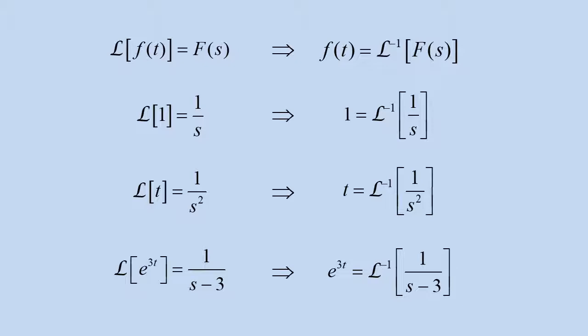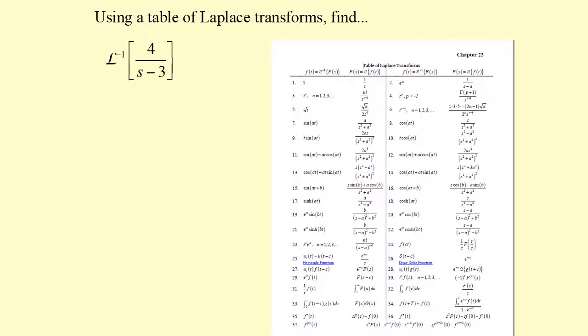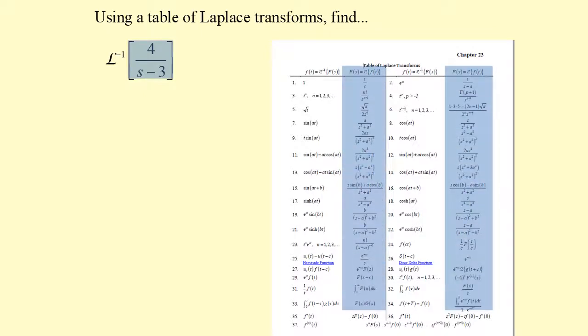Now let's see how this works. If we're trying to find the inverse Laplace of 4 over s minus 3, what we want to do is to find something in the table that resembles 4 over s minus 3 in the transform columns. So if we look through these columns, we want to find something that 4 over s minus 3 can be made into. And then, of course, we'll look back to the left side to see what function that came from.